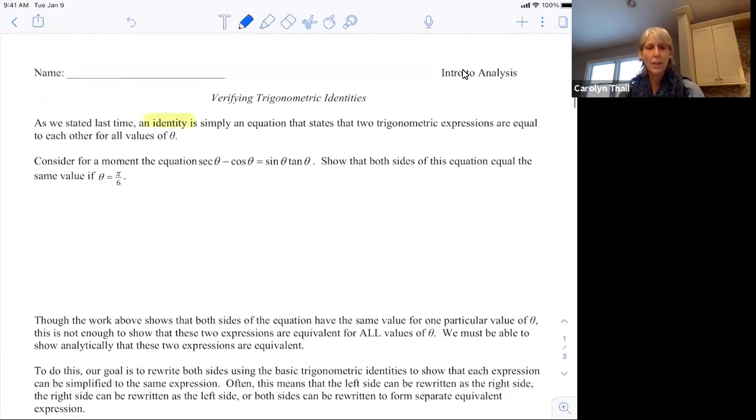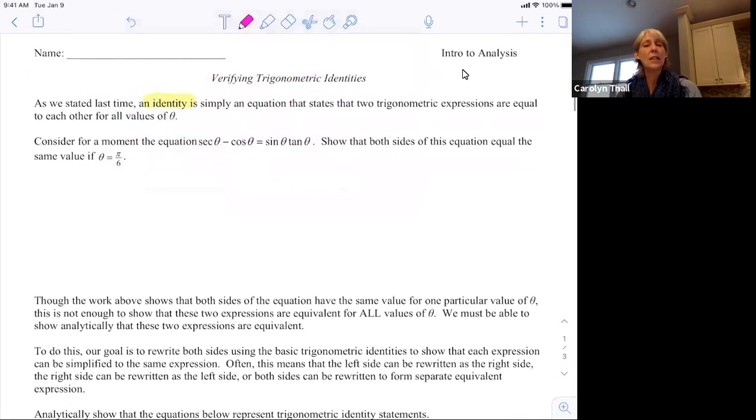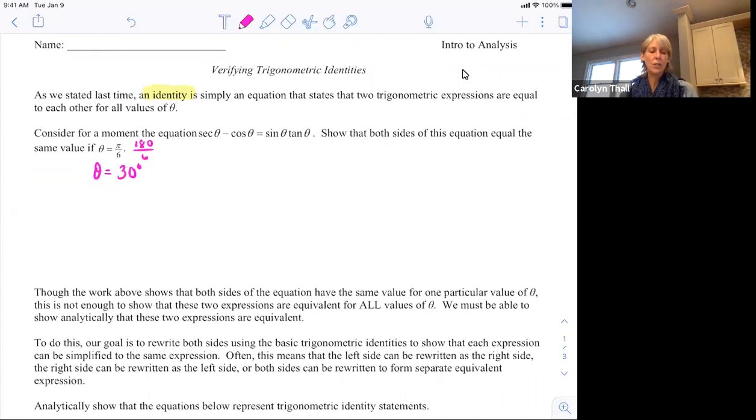Let's just stop for a moment. Let's consider the equation: secant theta minus cosine theta equals sine theta times tangent theta. Let's show that both sides of the equation will be equal to the same value if theta equals pi over 6. And by now, you guys know whenever we see radian measure, we usually convert it. So we're talking about a 30-degree angle.